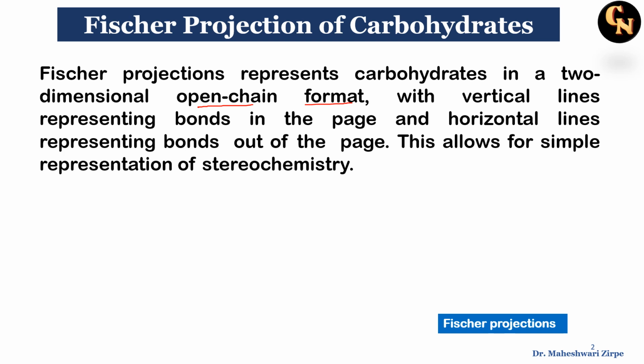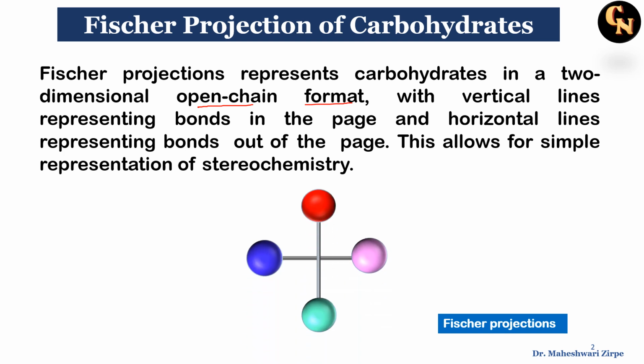Actually all molecules have a three-dimensional structure in space, that is, a spatial arrangement. But when we draw it on paper and represent it using vertical and horizontal lines, we call such structures Fischer projections. So Fischer projections are nothing but molecules drawn in the two-dimensional way, that is, this way.